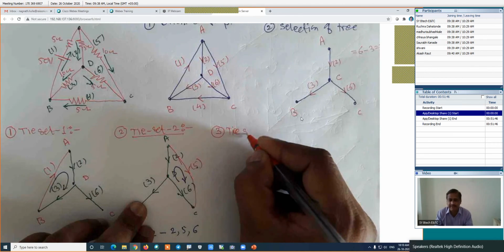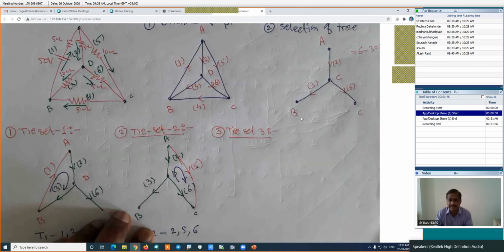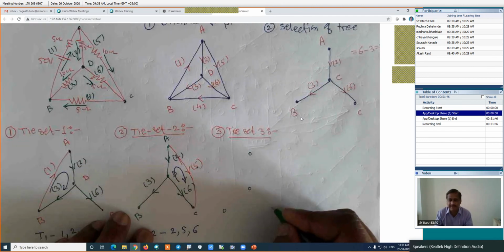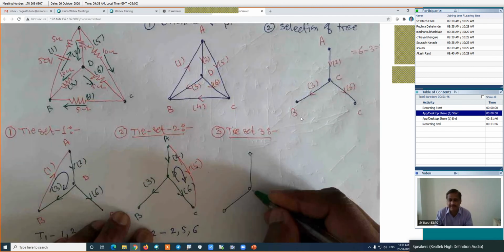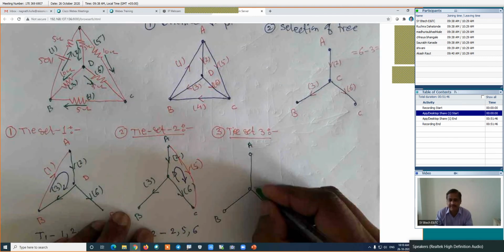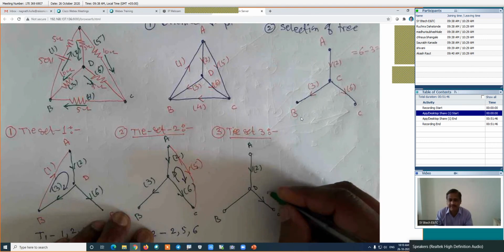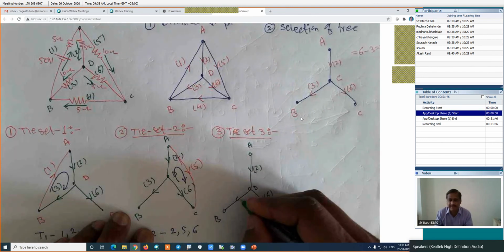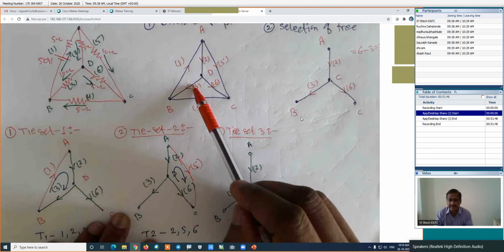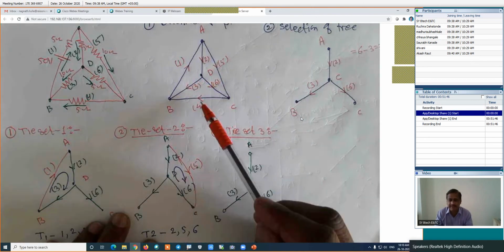This is tie set number 3. I will draw the tree as it is. This is the first, second, third, and fourth node. This is one branch, second branch, and third branch, which is our selected tree. This is node A, node B, node C, and node D. This one is downward, branch number 2. This is downward again, branch number 6. This is downward again, branch number 3. This is our tree. We have taken tie set number 1 for this, tie set number 2 for this, and this will be tie set number 3.